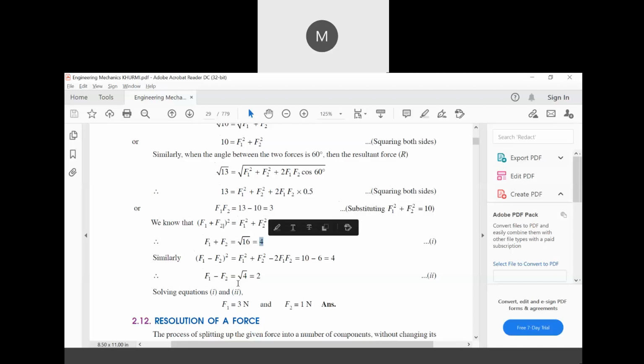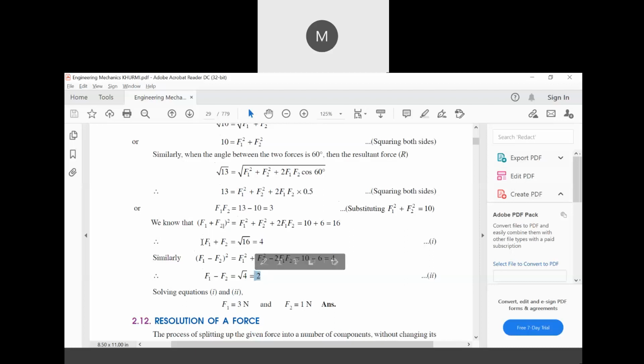That means 4. Similarly, if you do F1 minus F2 whole square, then you have that same formula. Same thing. We just put it like that. F1 square plus F2 square we know this one, 10. And 2 F1 F2 is 2 into 3, the 6. That means one is 10 plus 6 for plus sign, and here it is 10 minus 6 for minus sign. Right. So it is 4. So F1 minus F2 whole square is equal to 4. That means F1 minus F2 equal to 2.